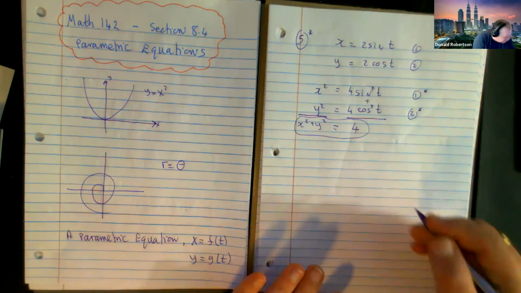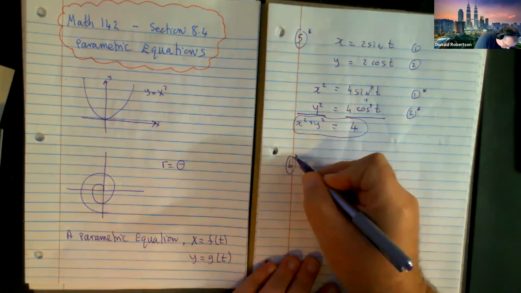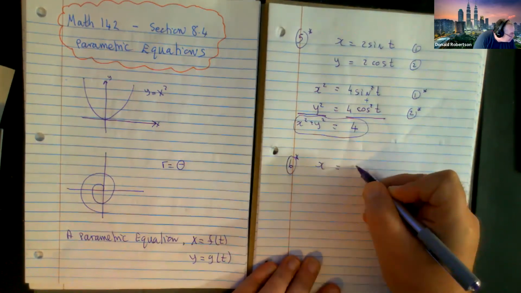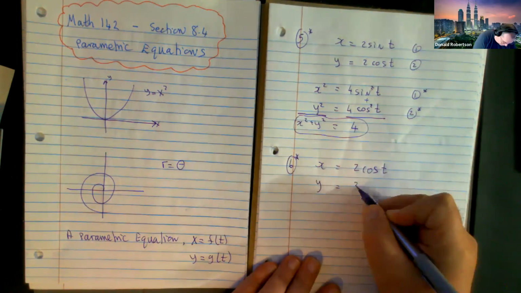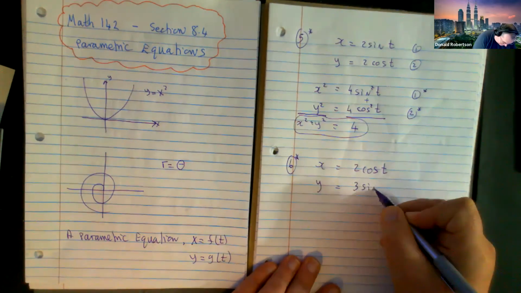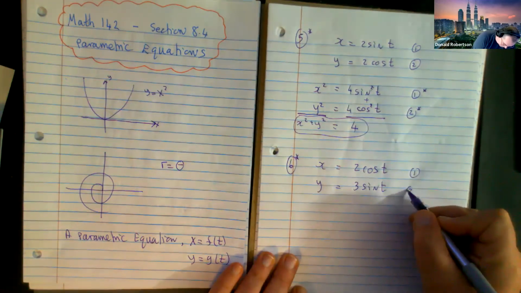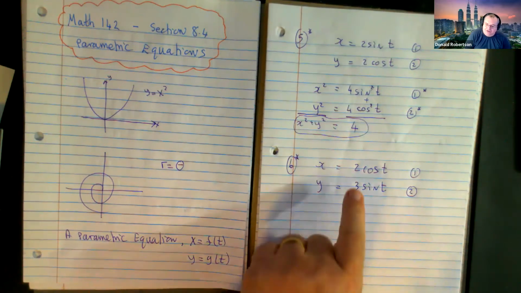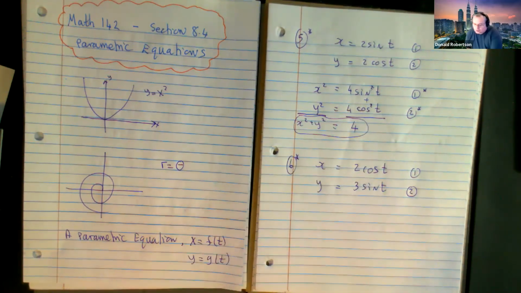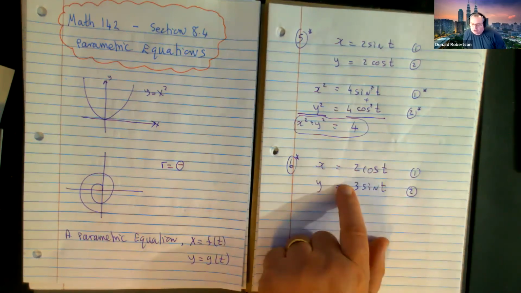Try another one of these. I think question 6 is like it. x is 2 cosine t and y is 3 sine t. I'll call that equation 1 and that guy equation 2. Now, if I just square these guys, it's not going to work, because this is going to be 4 cos squared, and this is going to be 9 sine squared.